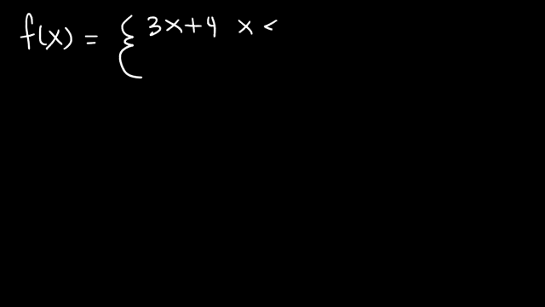So let's say that f of x is 3x plus 4 when x is less than 0. It's equal to 2 when x is equal to 0. And then it's equal to the square root of x when x is greater than 1. So go ahead and take a minute and try that.